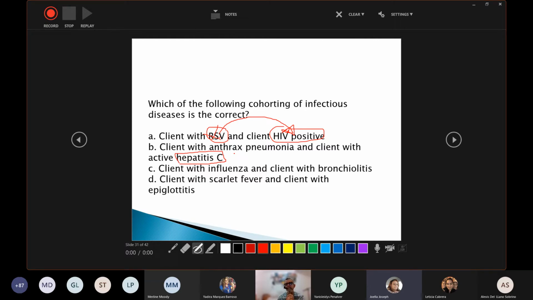Yes, it's important. And what you know about anthrax pneumonia is that it is very contagious. It's not. Yes, it's used as a terrorist weapon, but it's not very contagious. So anthrax is a standard precaution.